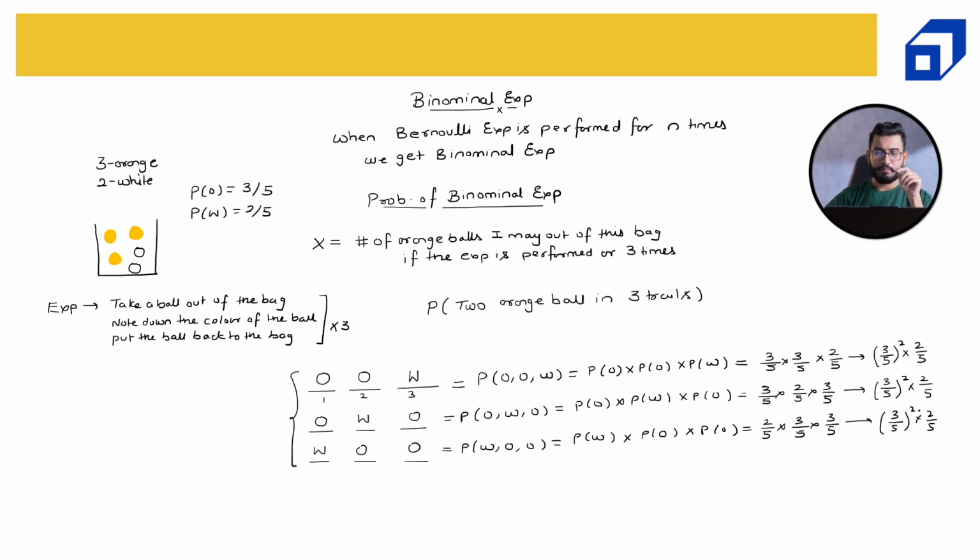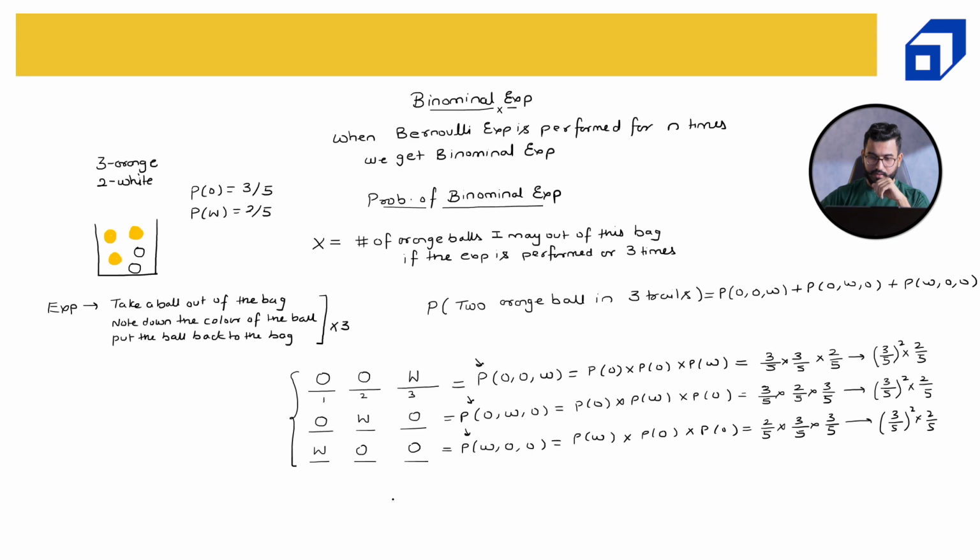Now what is the probability of getting 2 orange balls in 3 trials? I am having 3 possible combinations. So it can be either this or this or this. So when I am having an OR term, that basically means I have to add all of them, right? So it will be probability of orange, orange, white, plus probability of orange, white, orange, plus probability of white, orange, orange. Now we have already calculated everything.